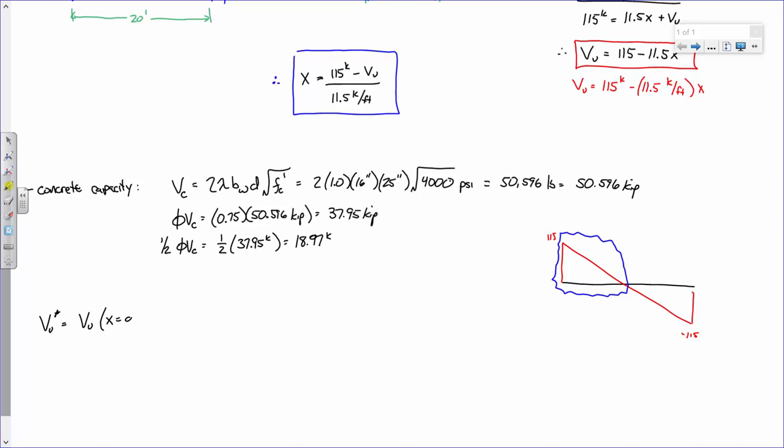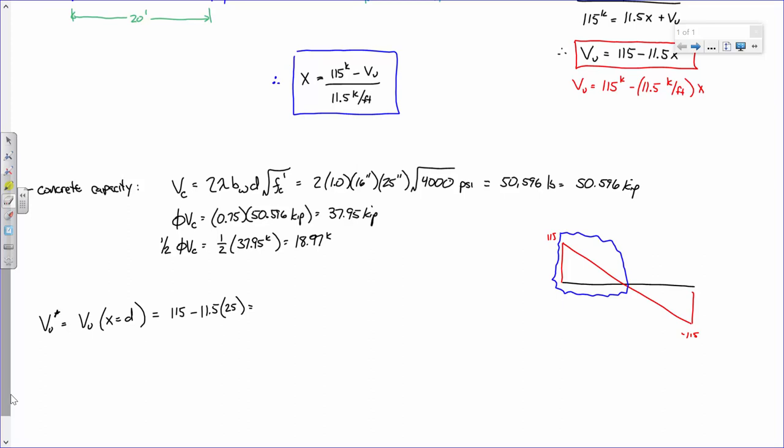Now remind me, what's our equation for shear? Somebody tell me. Yeah, the equation, so what is it? 115 minus 11.5x, right? So I tell you what, why don't we take 115 minus 11.5, and what's d? 25, right? You're shaking your head no. Why are you shaking your head no? Exactly right. Units. Pay attention to your units. This is wrong, okay?